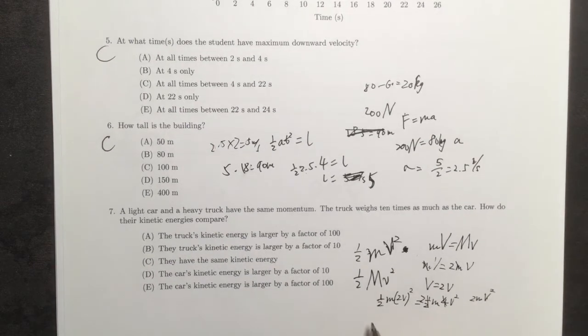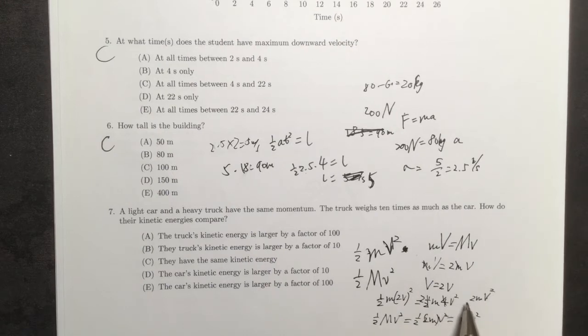What about the second one, the big truck? We have 1/2 times M times v squared, which is equal to 1/2 times 2m times little v squared, because big M changed to 2m. The truck has twice the mass of the little car, so we have m v squared. So the kinetic energy of the car is twice the kinetic energy of the truck.